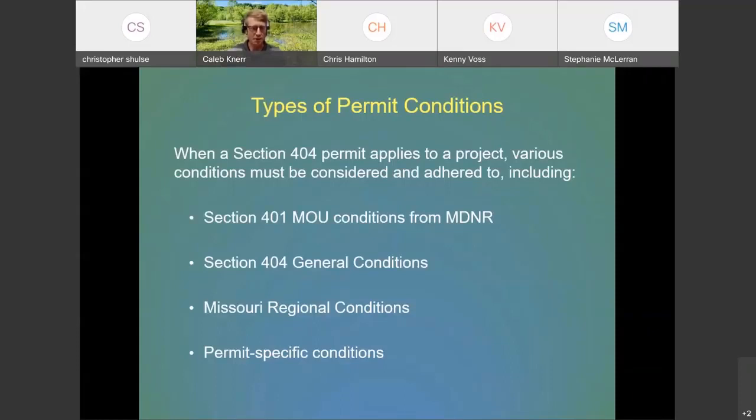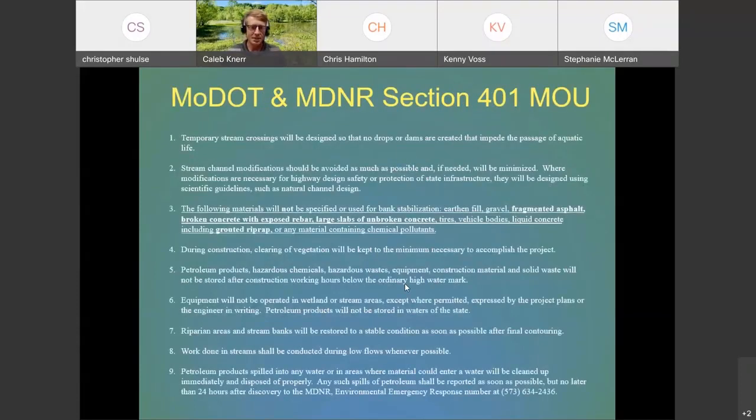And if a contractor's worked with MoDOT before or maintenance, they're typically fairly familiar with these conditions, and all of them can be found in the MoDOT spec book. And we'll get into some of these. This next slide just shows the MOU conditions, and I don't want to go through all of these. I just wanted to highlight number 3 mainly, but they all do apply.